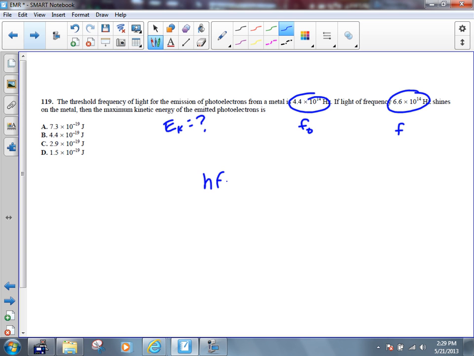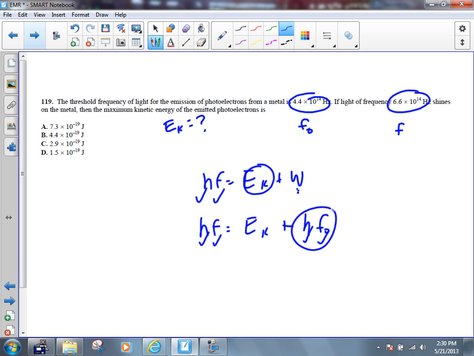Let's try the equation hf is equal to EK max plus W. h we have, f we have. Be careful not to get those two f's mixed up, by the way. EK we're looking for. W we don't have, but we can sub in an expression for that: h times the threshold frequency. So we've got this, this, and this. Take this over by subtracting. And we end up getting EK for number 119 equal to D, 1.5 times 10 to the minus 19.